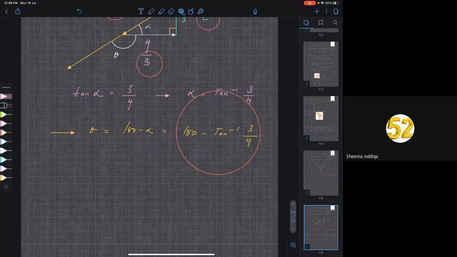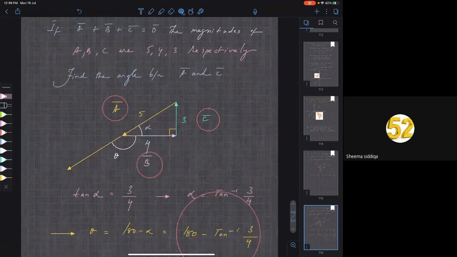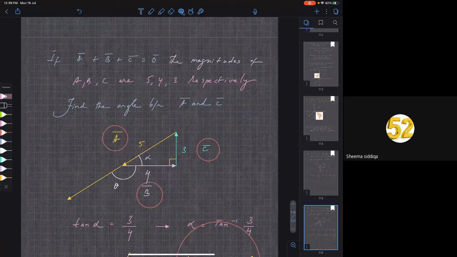Okay. Clear? So you have to be careful. Whenever you have to find an angle, always put the tails together. If tails are already together, no problem. If tails are not together, just slide the vector to the other side. Then the angle becomes 180 minus whatever the angle was between head and tail.